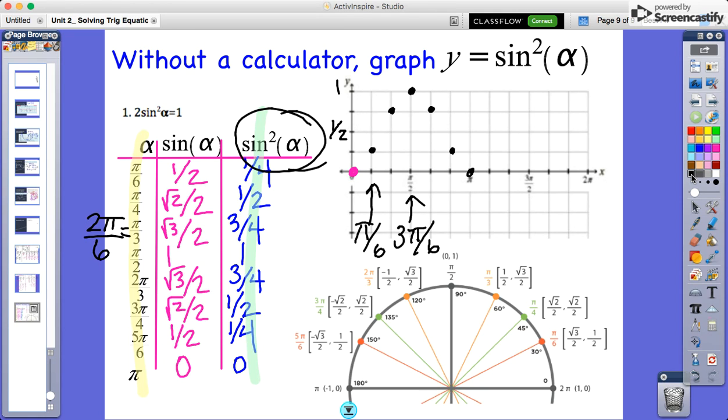If you square something, it's never negative. Anytime I square a number, it becomes positive. So even though my sine alpha goes negative after this point, sine squared of alpha is going to be the same values but positive. So I'm going to repeat this pattern between pi and 2 pi.